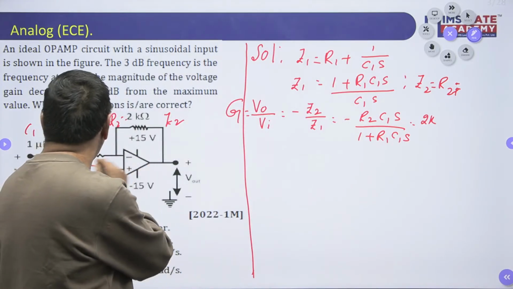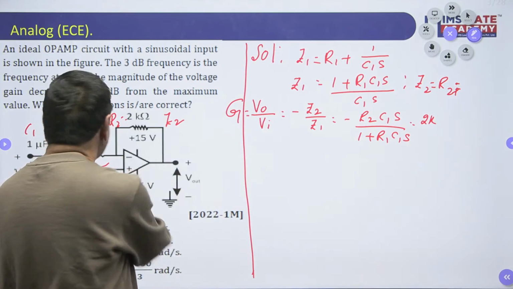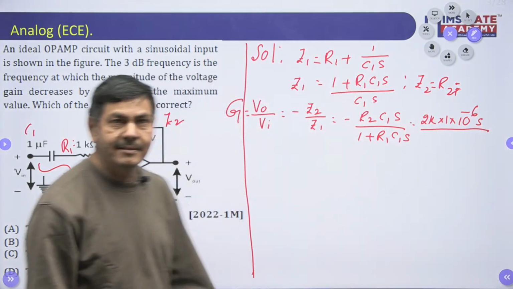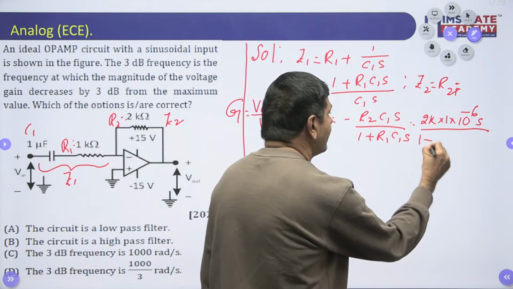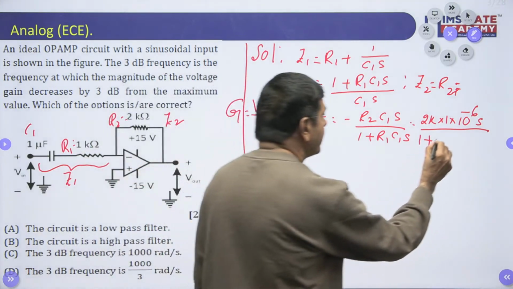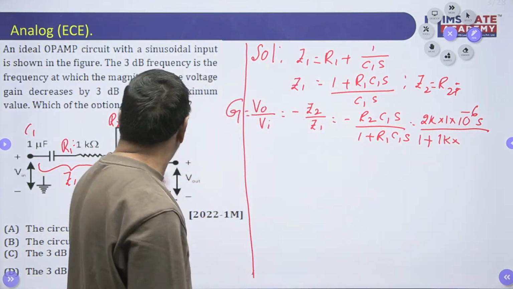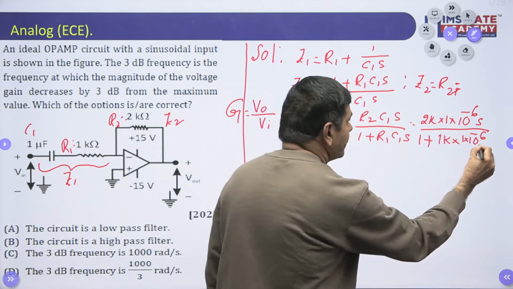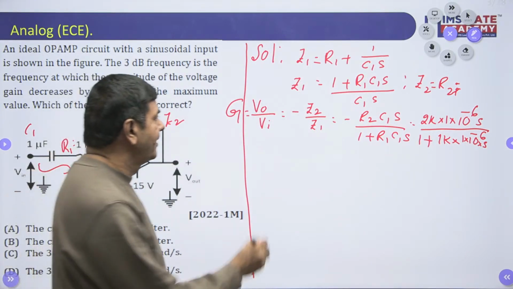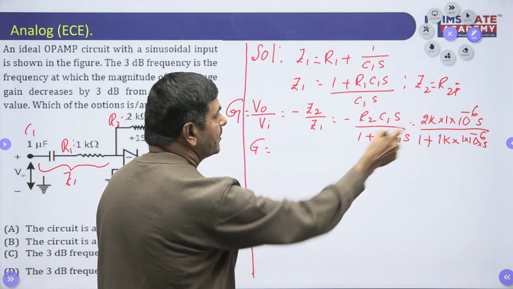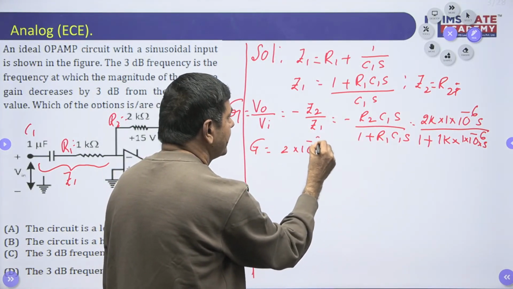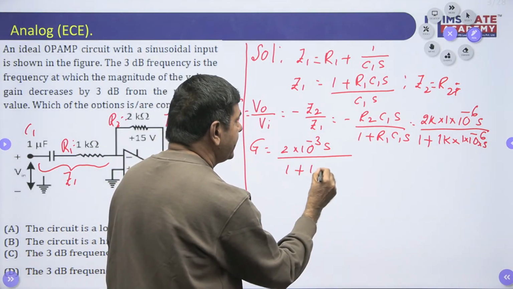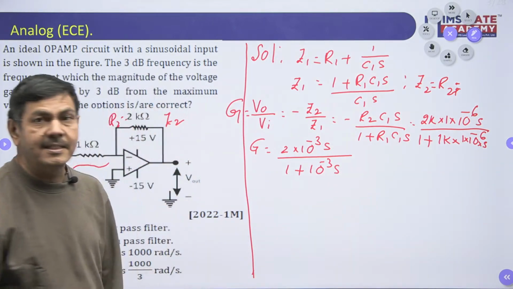R2 equal to 2K, and C1 is nothing but 1 micro. So G is nothing but 2 into 10 power minus 3 into S divided by 1 plus R1 C1 S. 1 plus R1 is nothing but 1K into C1, which is 1 micro, into S. Clearly I can write G is nothing but 2 into 10 power minus 3 into S by 1 plus 10 power minus 3 into S.